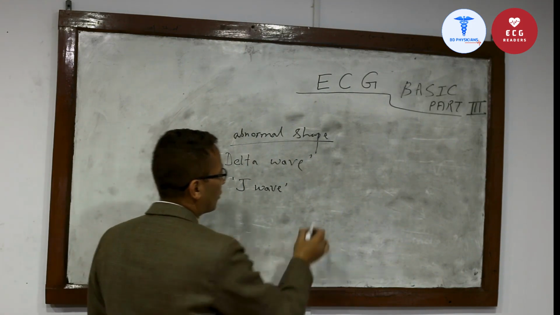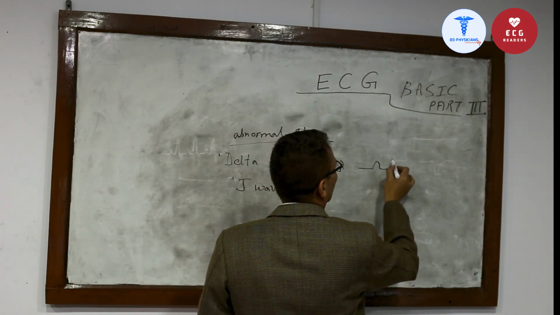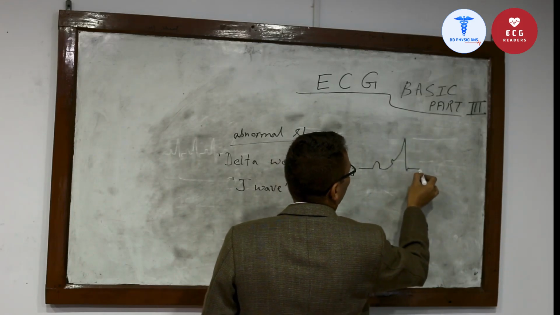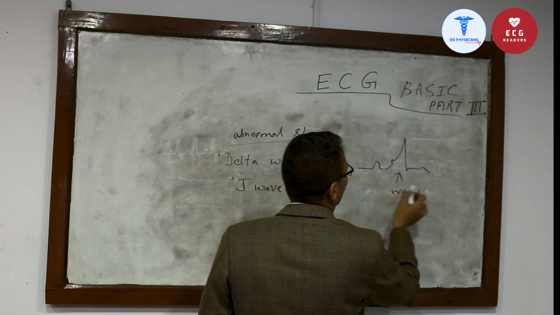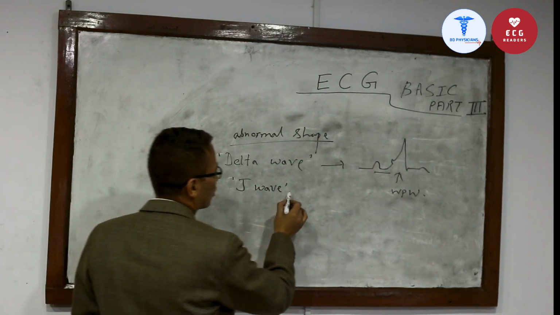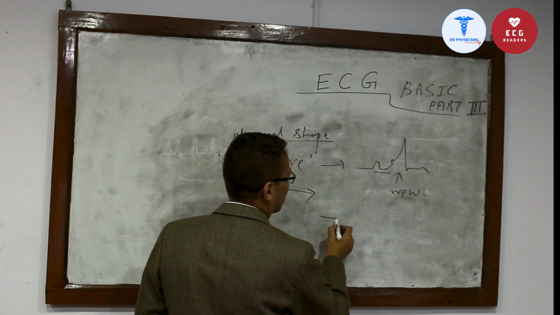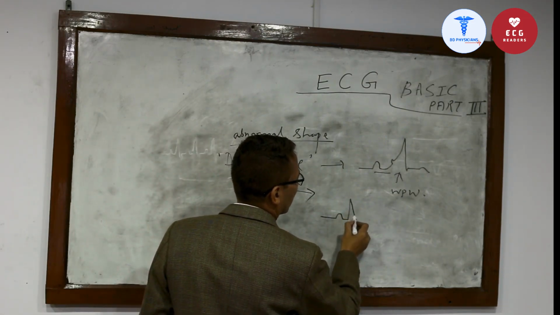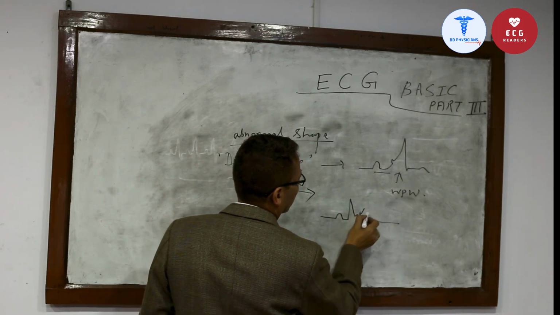Okay. And the delta wave is slurring in the R wave. This occurs in WPW syndrome along with a short PR interval. And the J wave, there are so many causes of the J wave. This is the J wave.